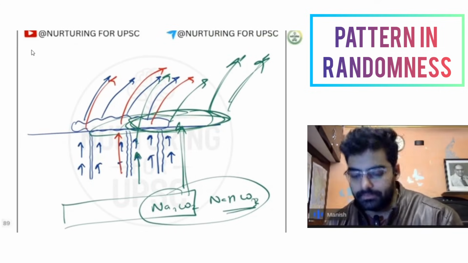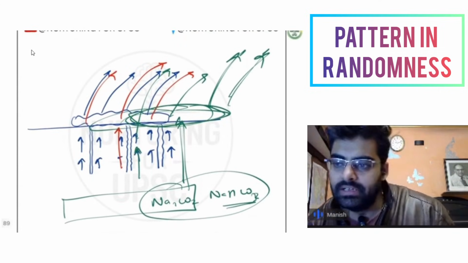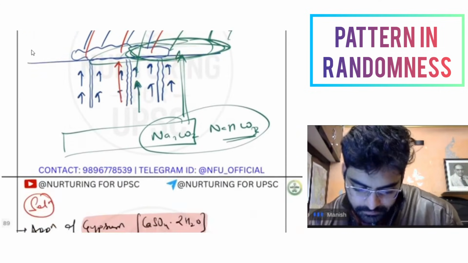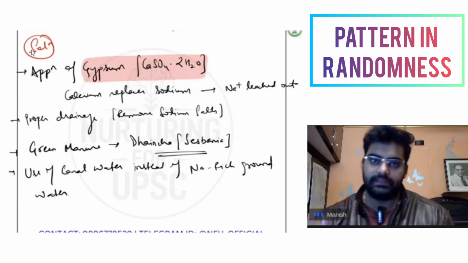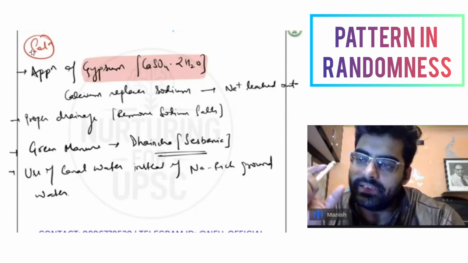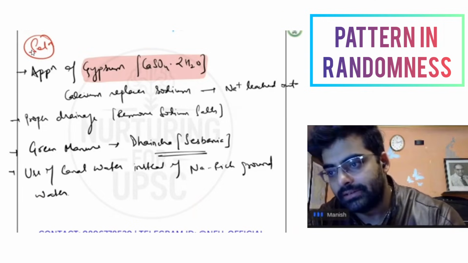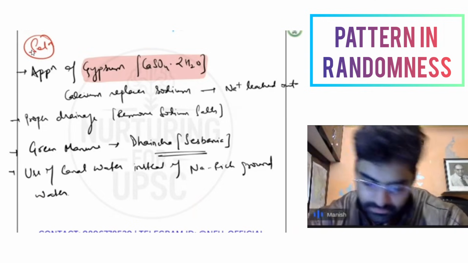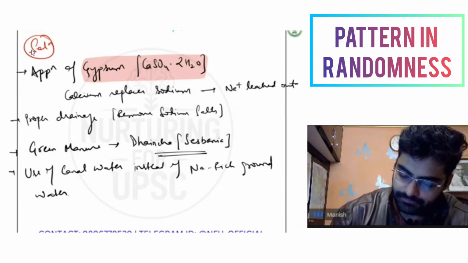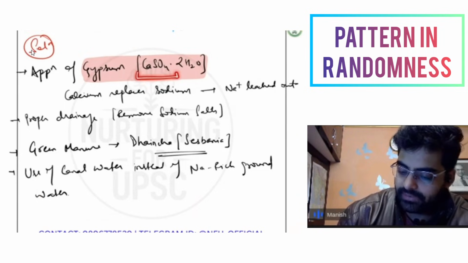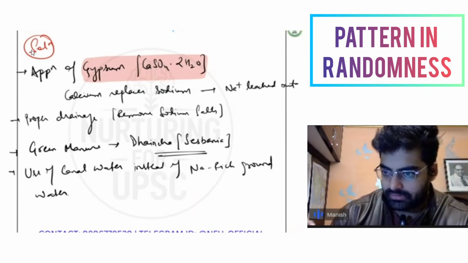Now we have understood the problem. Now we'll see how we can cure this problem. So the main culprit here is sodium ion. Somehow, if we can replace that sodium ion with something else, then the problem of alkalinity will vanish. So what we do is we apply gypsum. So gypsum is calcium sulfate dot 2H2O. It has water molecule attached.